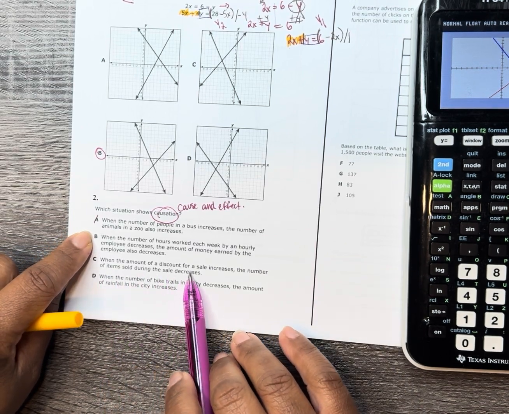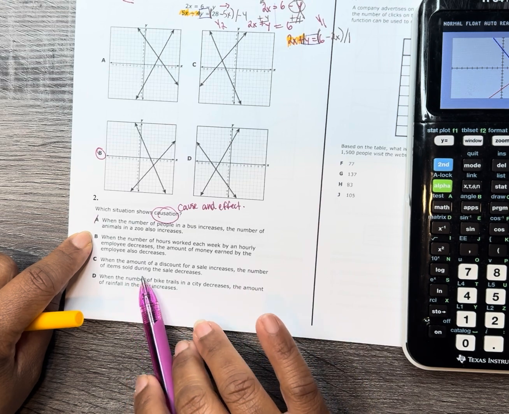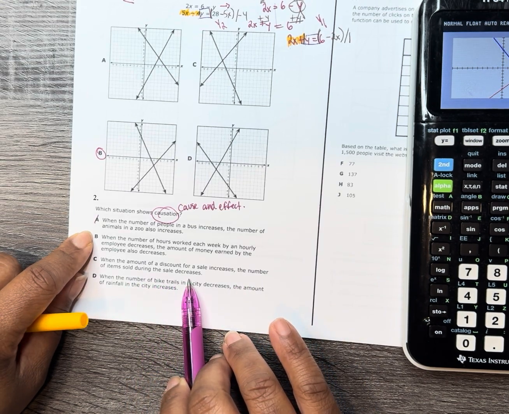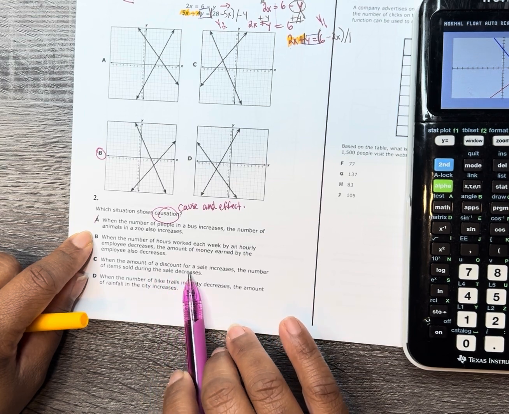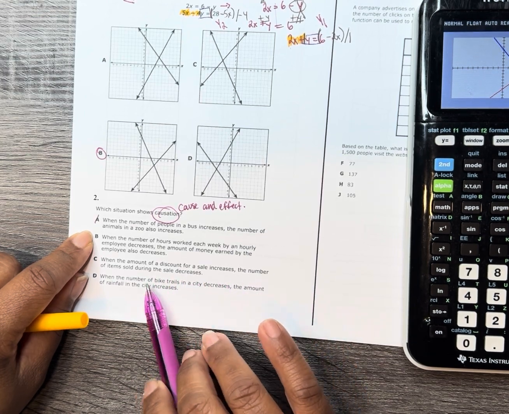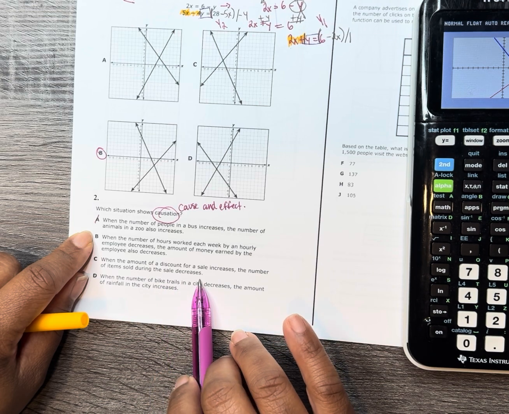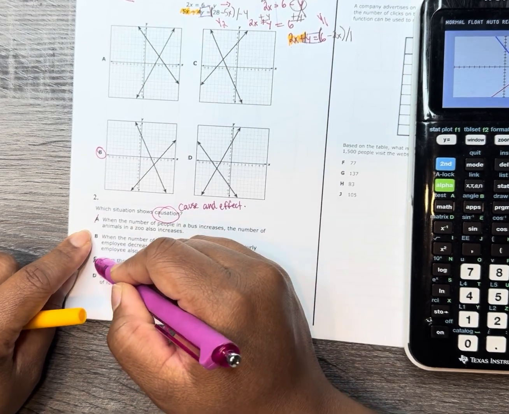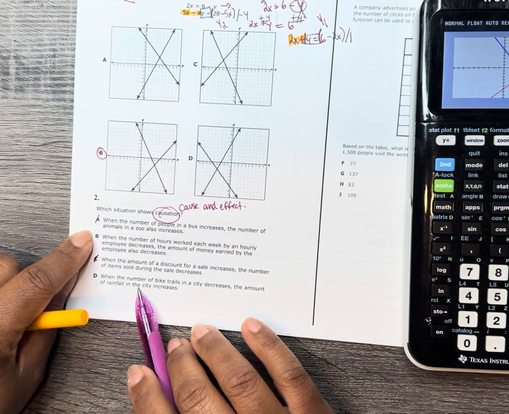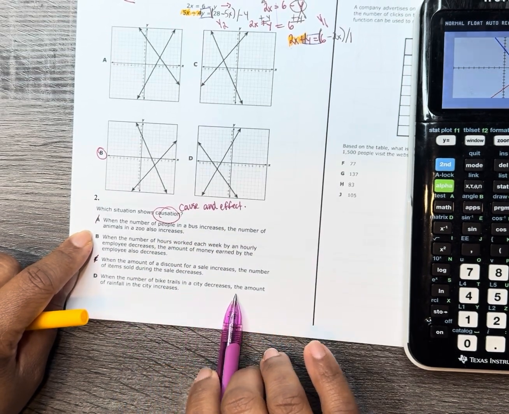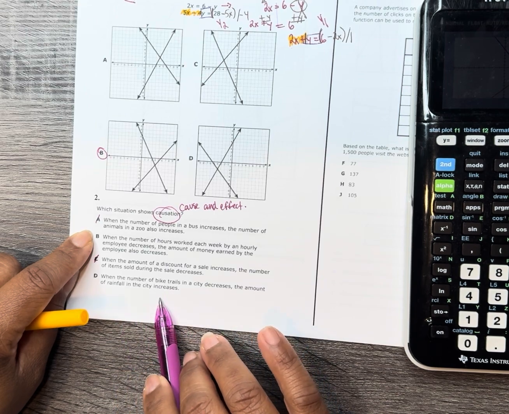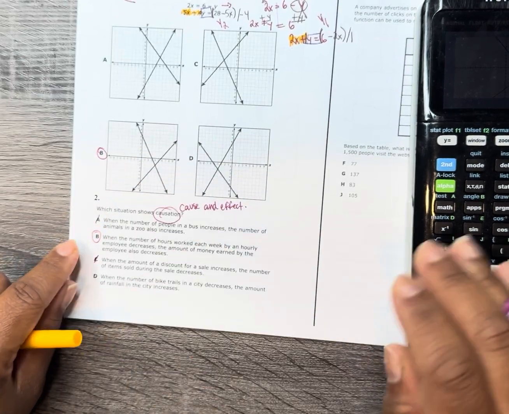When the amount of discount for a sale increases, the number of items sold during the sale decreases. Not necessarily true. No, I would think it would increase. So that's not it. When the number of bike trails in a city decreases, the amount of rainfall in the city increases. No, one does not have to do with the other. The answer is B.